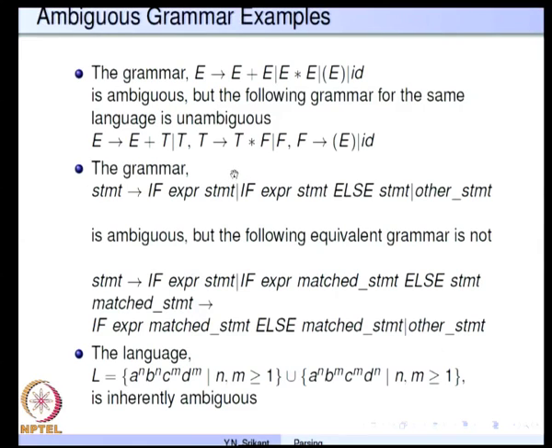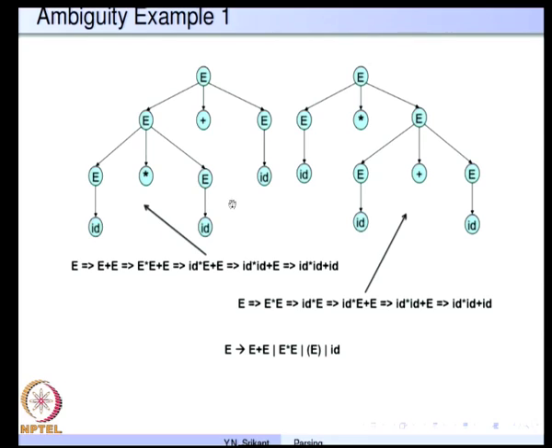So let us look at an example to understand this better. So we have a grammar E to E plus E, E star E, parenthesis E parenthesis, ID, and let us look at the string ID star ID plus ID. You can look at this string as multiplication first and then addition, or as addition first and then multiplication. Both interpretations are correct according to the grammar, simply because we have not mentioned whether plus has precedence over star or star has precedence over plus.